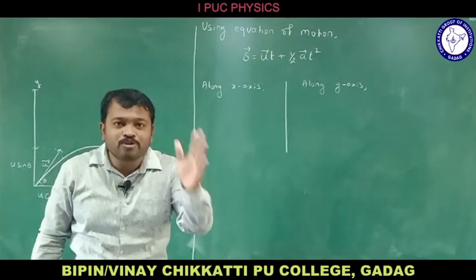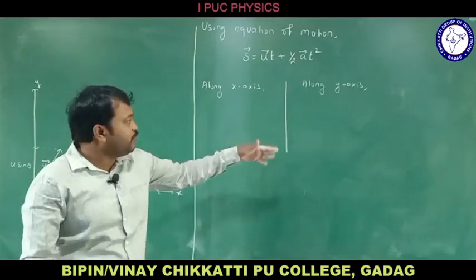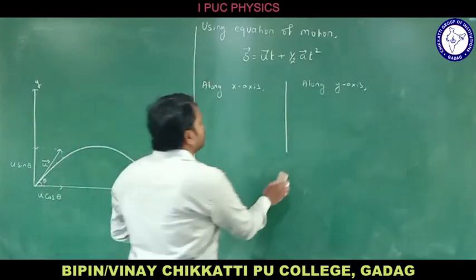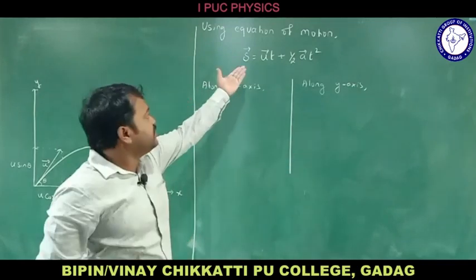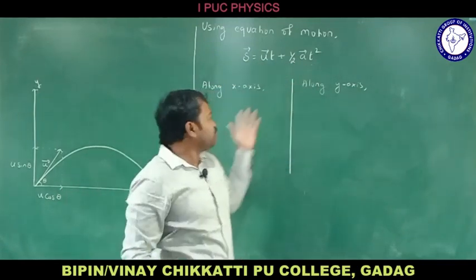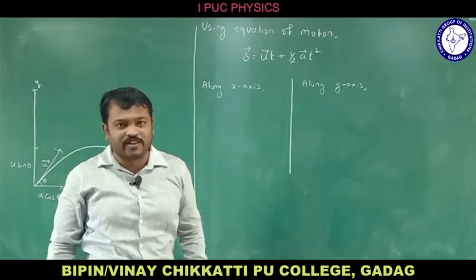Because this is motion in a plane. Plane is two dimensions. So we will be taking two axes like this, right? So this is along x axis and this is along y axis. Let me split this, okay? This is the equation that we have and I'm splitting this equation along two axes. How to split? We have already discussed that, okay?